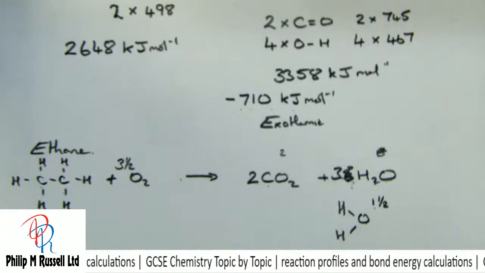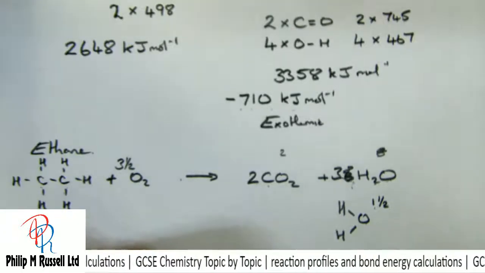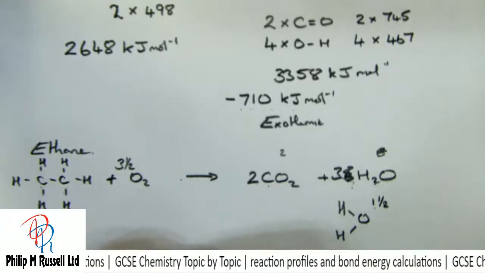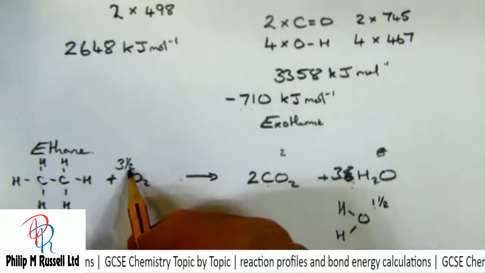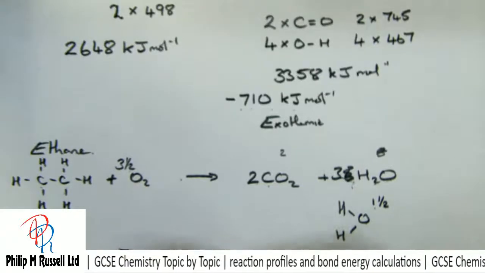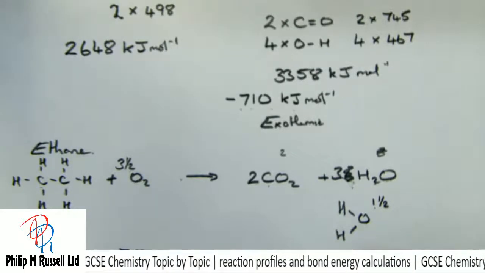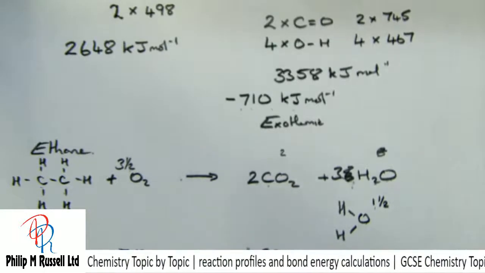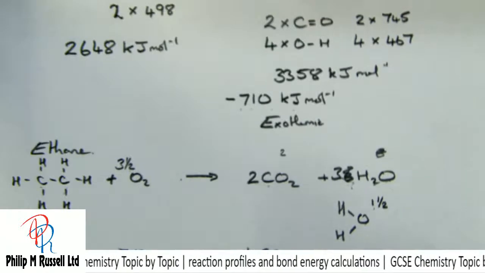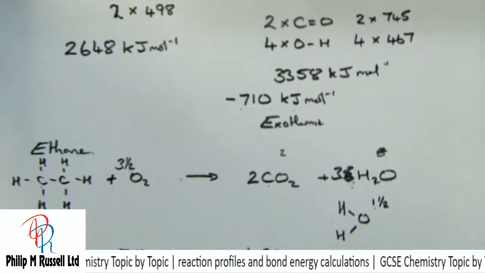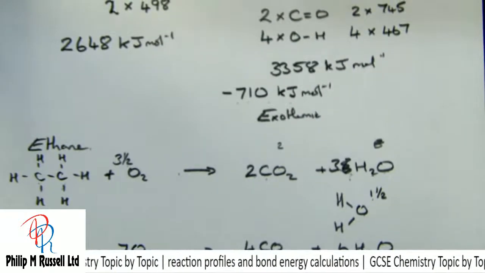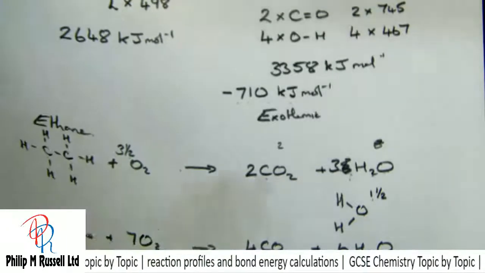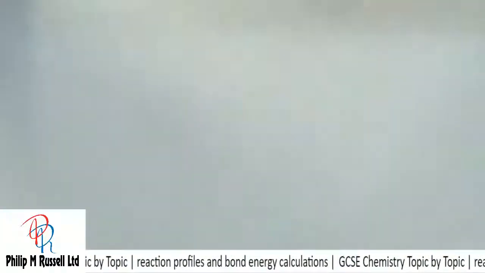So it would be better that I had 2 ethanes plus 2 lots of this, which is going to give me 7 O2s, is going to give me 4 CO2s plus 6 H2Os. Now we're ready to try and do our reaction.